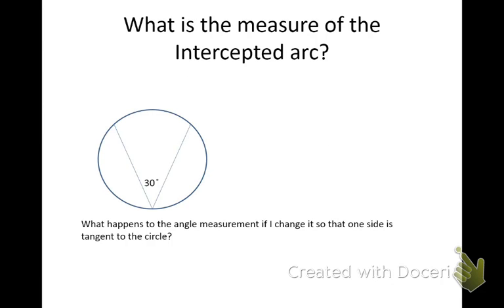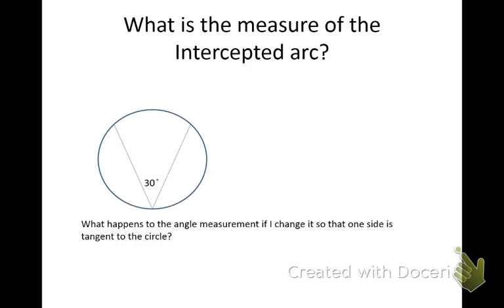What is a measure of an intercepted arc? We know that. The measure of an intercepted arc is what? If this angle is 30, what's the arc going to be? The inscribed angle's half the arc it intersects. So what's it going to be? This is 30, this is 60, right?